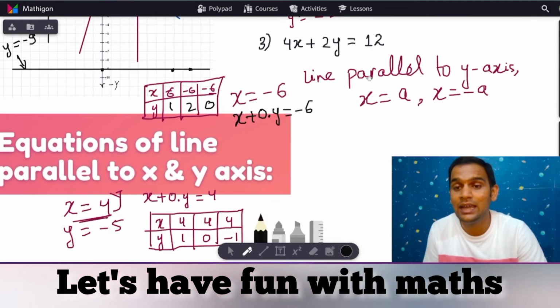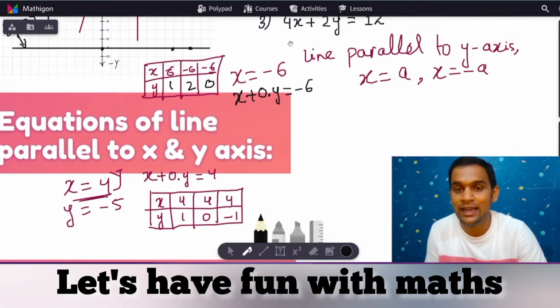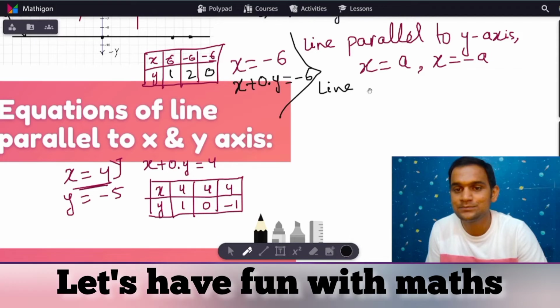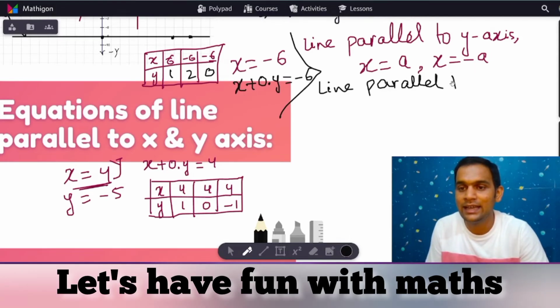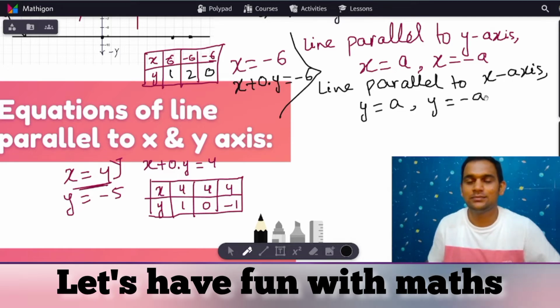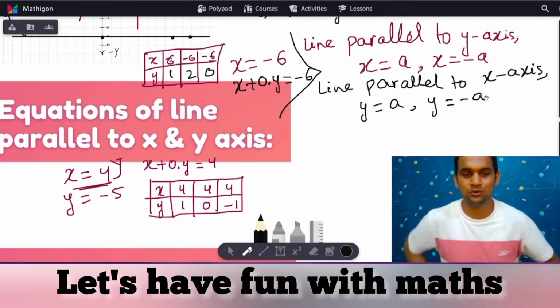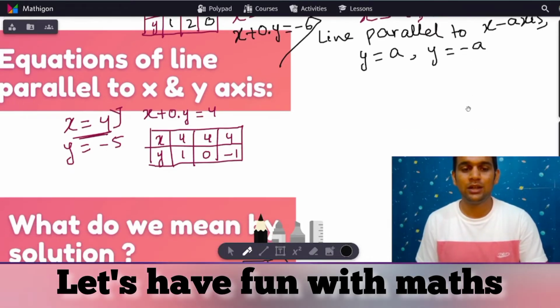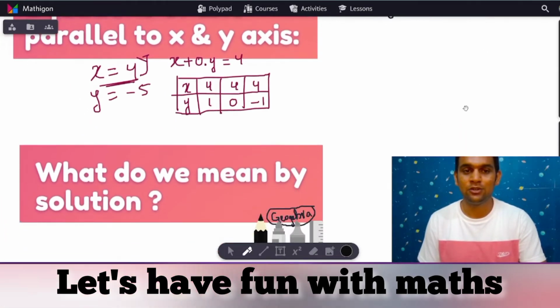So what is the understanding here? If we have a line parallel to x-axis, what does the equation look like? For a line parallel to x-axis, the equation looks like y equals a, or it also looks like y equals minus a. I hope that is very much clear to all of you. So this is the equations of lines parallel to x and y axis.